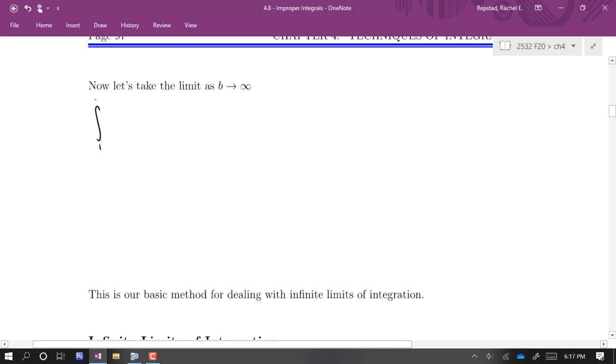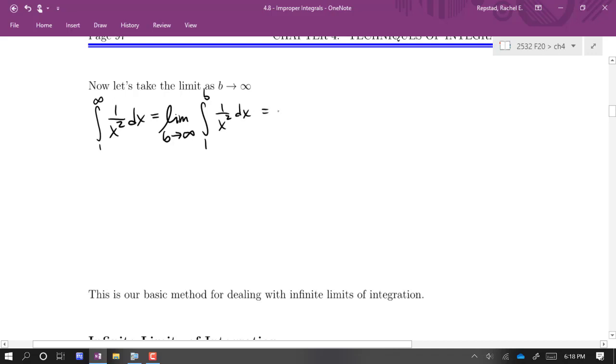So here's how we handle this improper integral. It's an integral from 1 to infinity, 1 over x squared dx. First we rewrite the integral as a limit. This is a limit as b approaches infinity of the integral from 1 to b. We rewrite it as the limit of a definite integral that we can evaluate.